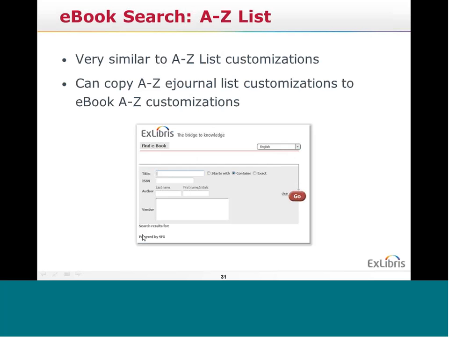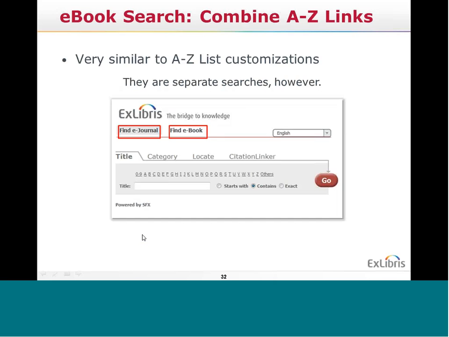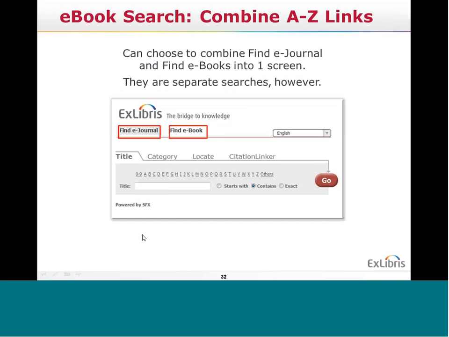We've been talking through the customizations that are available for the A to Z eJournals list, but there are also customizations available for the eBook A to Z list. The good news is the customization options are very similar to the A to Z eJournal list customizations. And if you want to use the same customizations in both the eJournal and the eBook A to Z lists, once you have the eJournal customizations configured the way you want, it's very easy for Ex Libris to copy the eJournal list customizations to the eBook list as well. That's if you would want the same customizations to apply to both the eJournal list and the eBook list. For eBooks, though, there are a couple of unique options that we'll cover here.